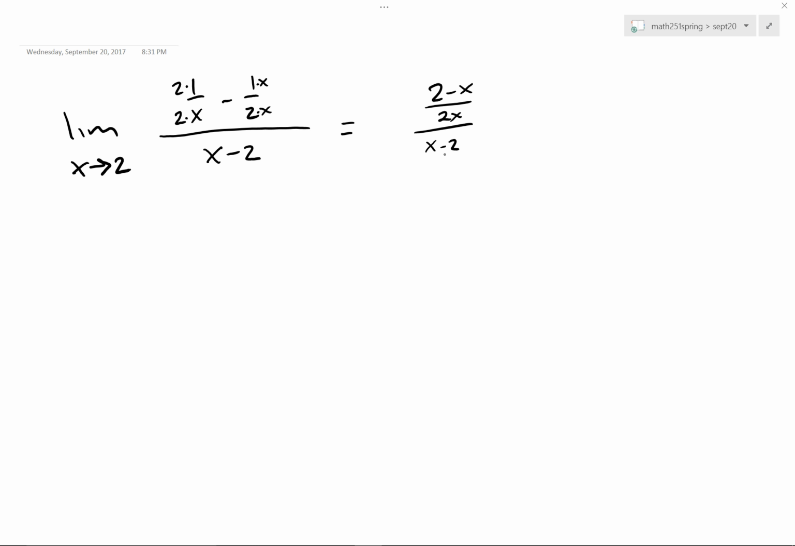At this point, a lot of times I'll put it over 1, because people freak out when they see a fraction divided by just one other binomial. So I put it over 1, and now it looks like a fraction divided by another fraction. Well, Mrs. So-and-so in the 5th grade always said, you invert and multiply, right?